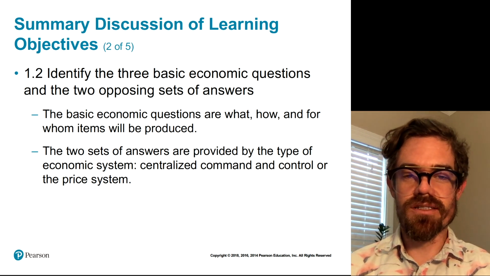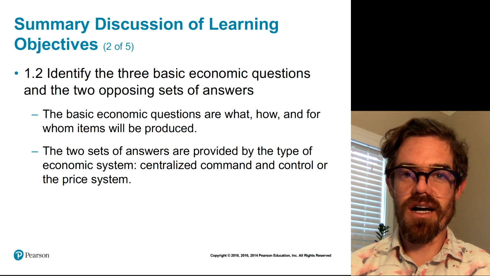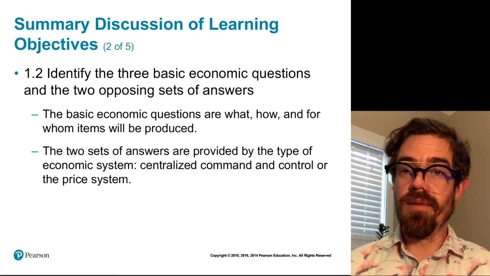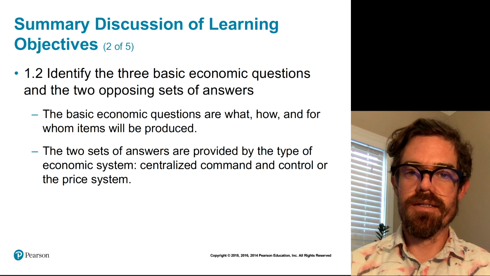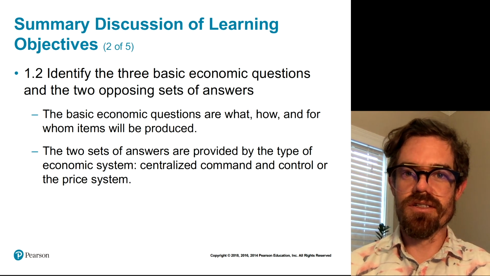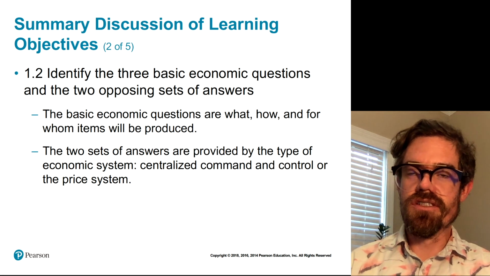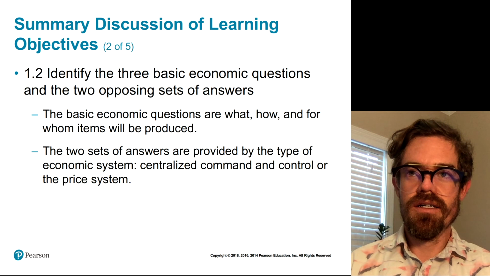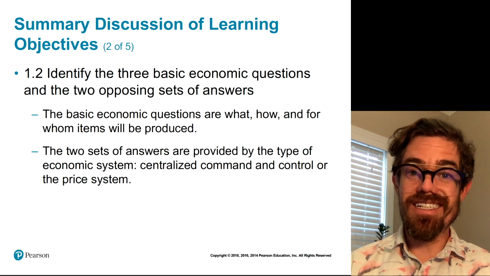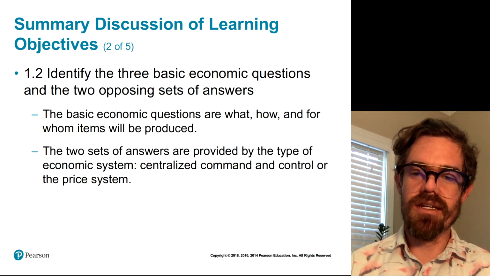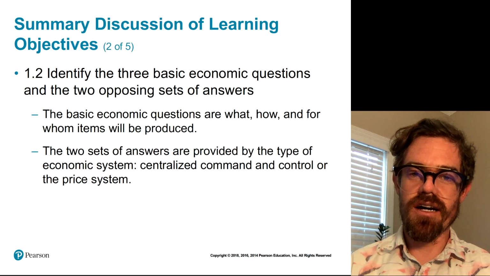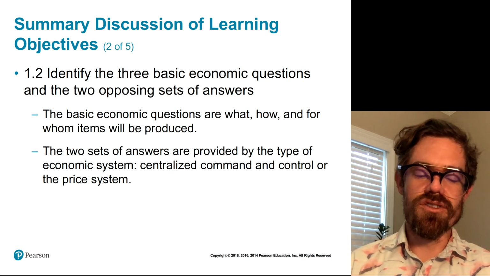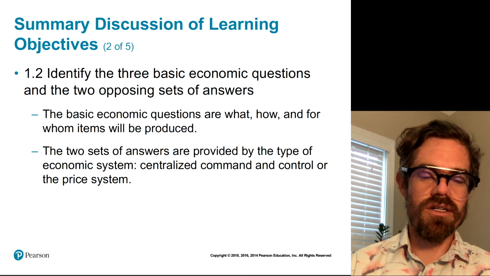And then the 2 opposing sets of answers, which basically, in most ways, equate to capitalism versus communism: a command and control economy where the government is in control of all economic activity, aka communism, versus a market or price system, aka capitalism, where economic decisions are decentralized, made by independent agents within the economy, such as myself and yourself included. We are consumers, of course, and suppliers of labor.